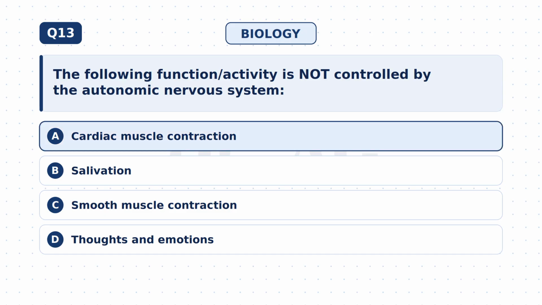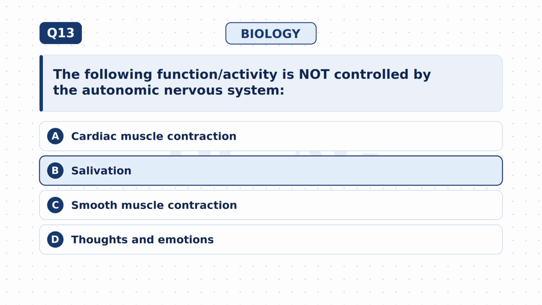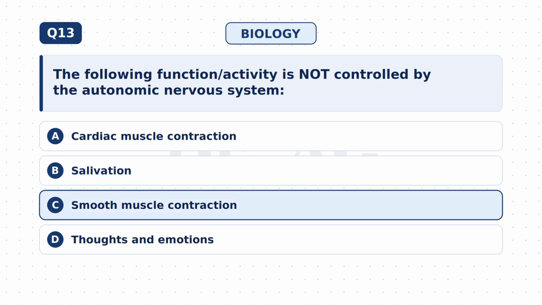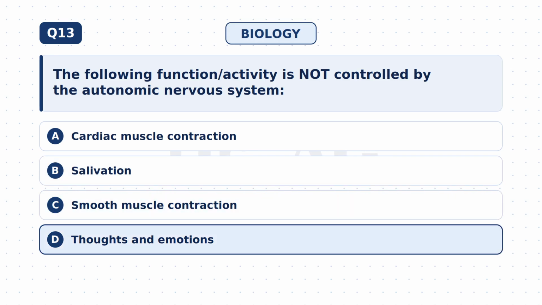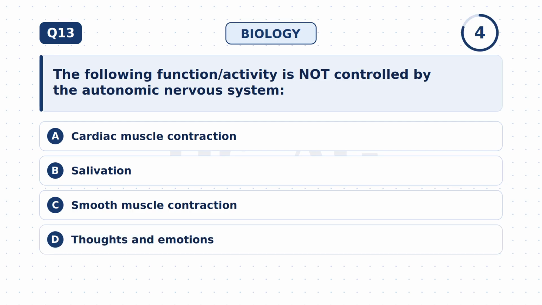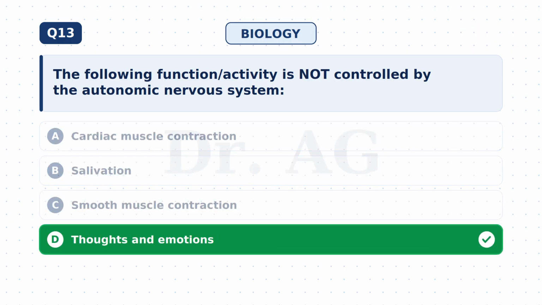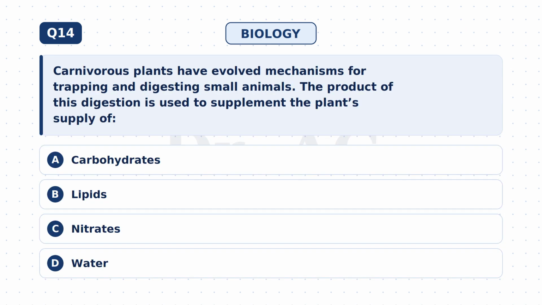Question 13. The following function overactivity is not controlled by the autonomic nervous system. Option A. Cardiac muscle contraction. Option B. Salivation. Option C. Smooth muscle contraction. Option D. Thoughts and emotions. The correct answer is D. Thoughts and emotions.